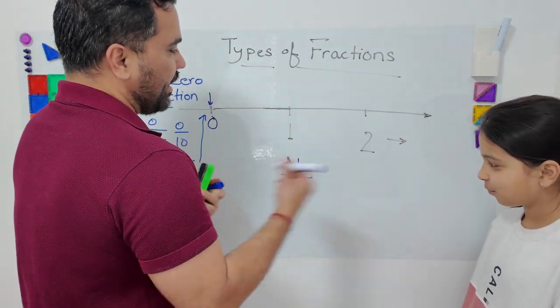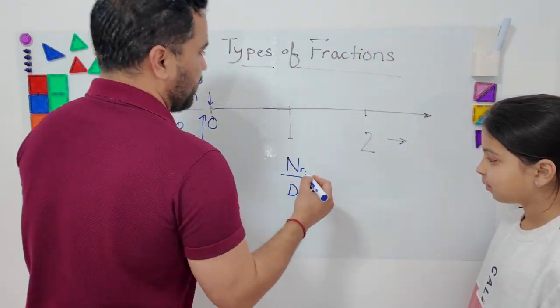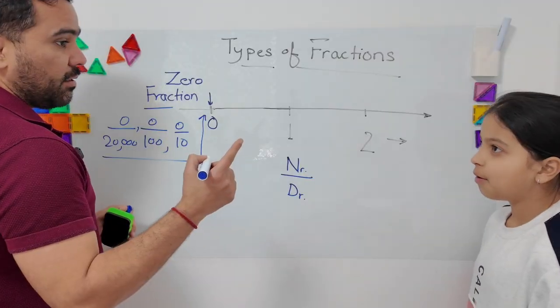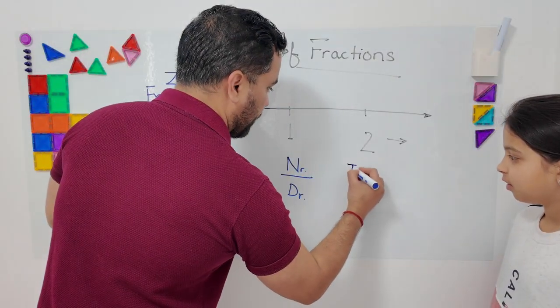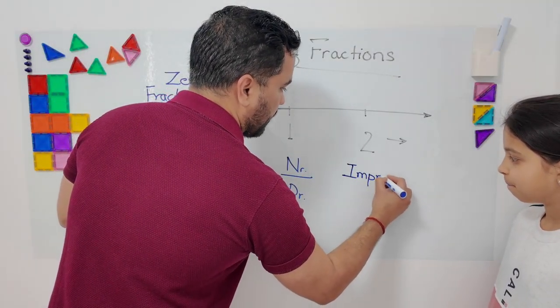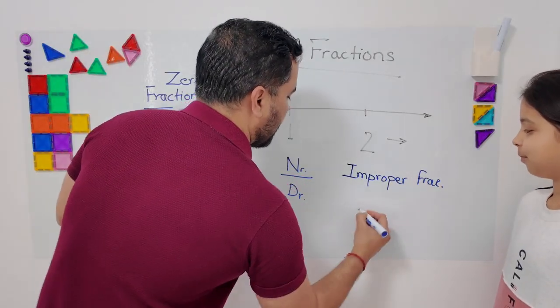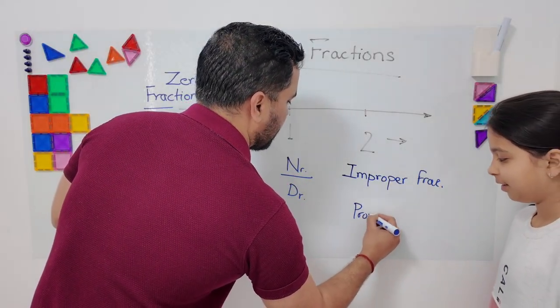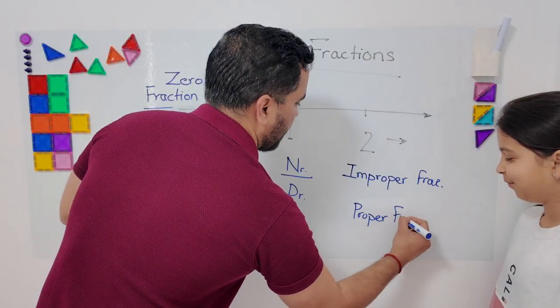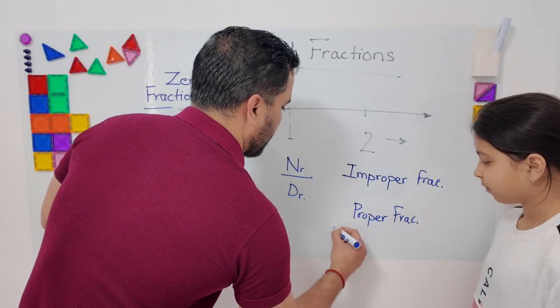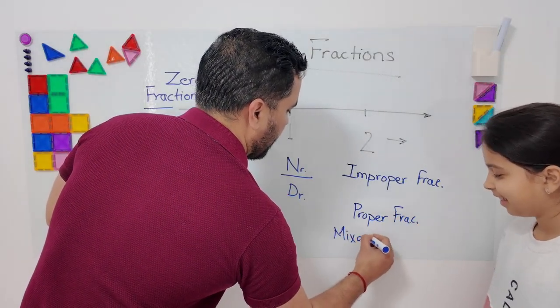Okay. So now there are more types of fractions which we will deal with. First is proper fractions, second is improper fractions, and third one will be mixed numbers, mixed fractions.